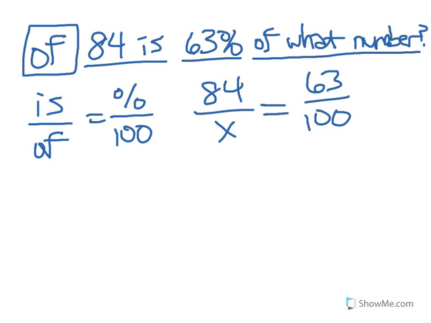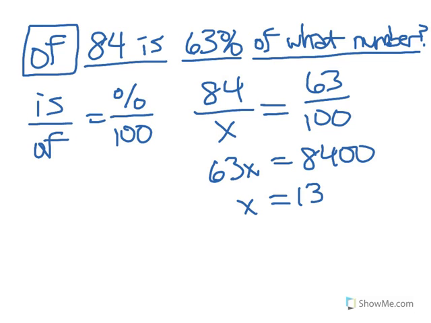Using the cross multiplication technique favored by my students, we have 63 times x equals 8,400. To find x, we have to divide both sides by 63. The answer then is x equals 133 and 1/3.